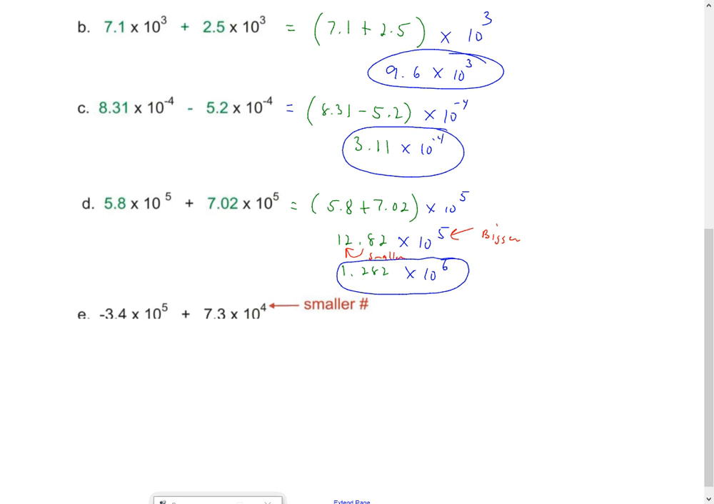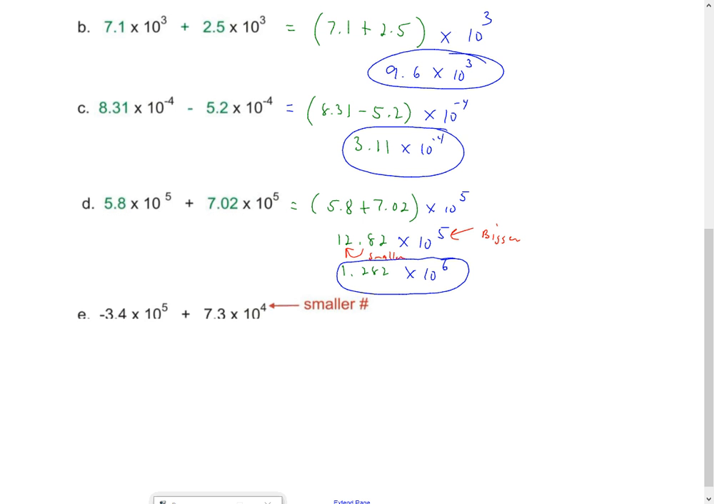And those are equal. They're exactly the same. 12.82 times 10 to the 5th is exactly the same as 1.282 times 10 to the 6th. Exactly the same. So sometimes that'll happen to you when you're adding, subtracting, multiplying, or dividing scientific notation. Just be ready for it and finish it off the correct way. Always finish it off correctly.